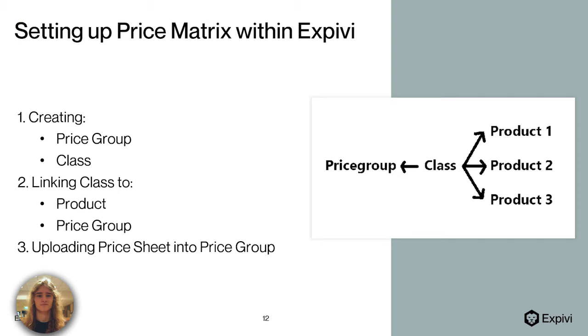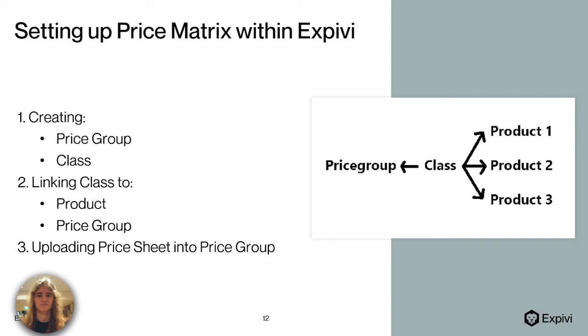So now that we have completed the hierarchy in which the SKUs are being defined, and we have created the price sheet on which prices are attached to those SKUs, we can start merging those two inside the Expivi backend. So at this stage, we've completed setting up the hierarchy and preparing the price sheet.